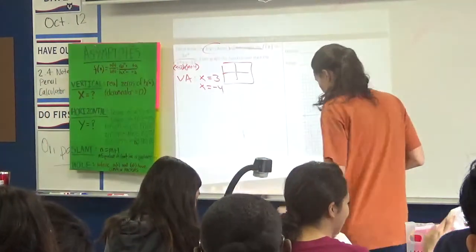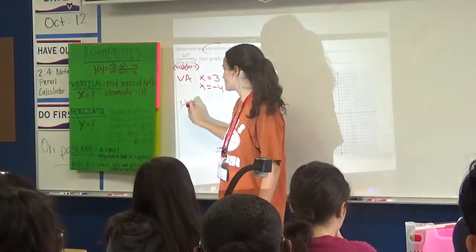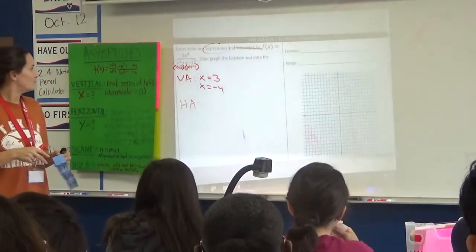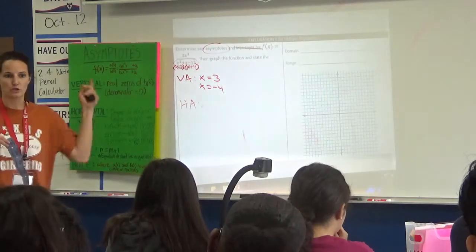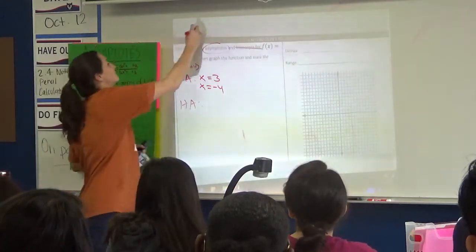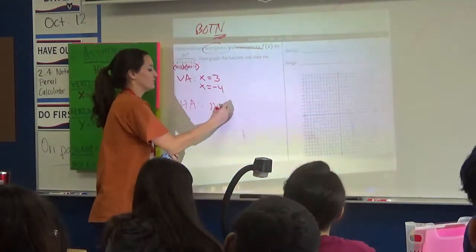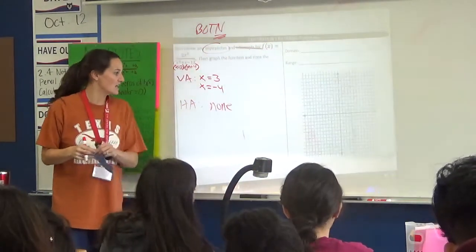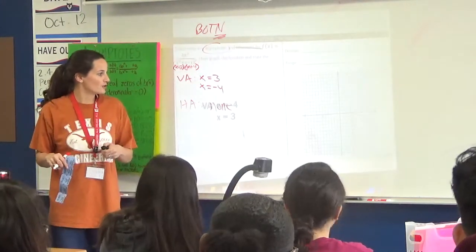For our horizontal, I didn't do my box, y'all can just check. For my horizontal asymptotes, are we... Let's go with Diego. Bigger on bottom, bigger on top, or exponents are the same? Bigger on top. Cubed on the top, squared on the bottom. If it's bigger on top, it's none. If you use our memory trick, BOTN, none.